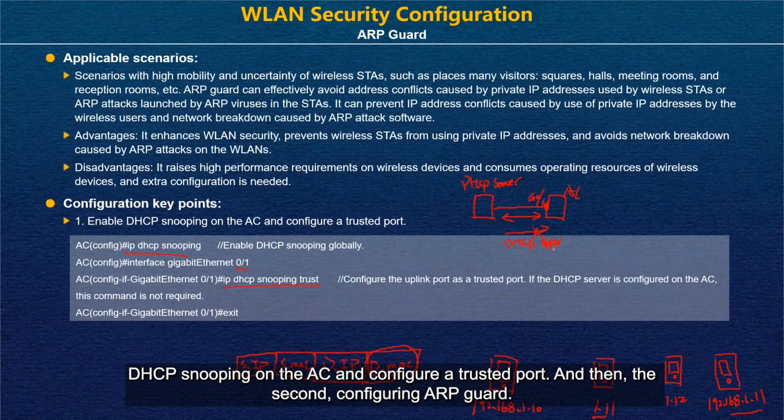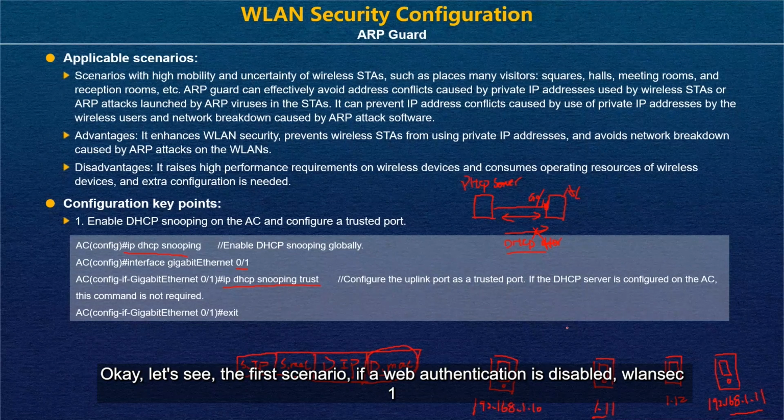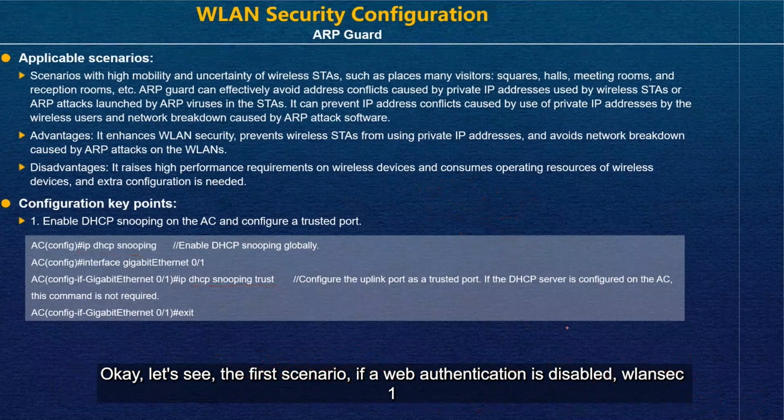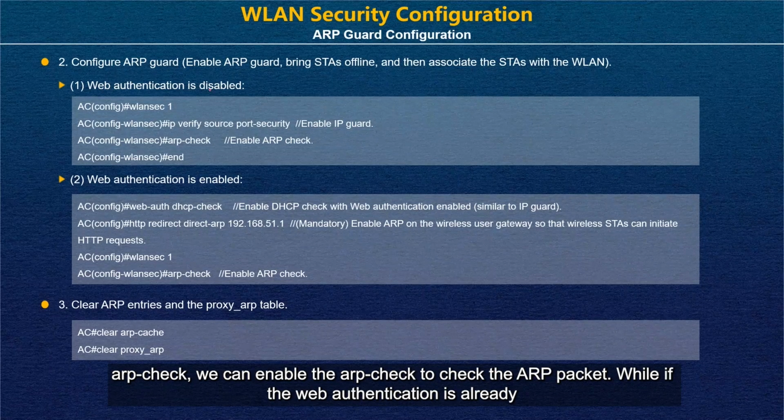Enable DHCP snooping on the AC, configure the trusted port. And then second, configure ARP Guard. Okay, and let's see the first scenario, where web authentication is disabled. wlan-sec1, ip verify source port-security. By using this command, we can enable the IP guard. And with the ARP check, we can enable the ARP check to check the ARP packets.